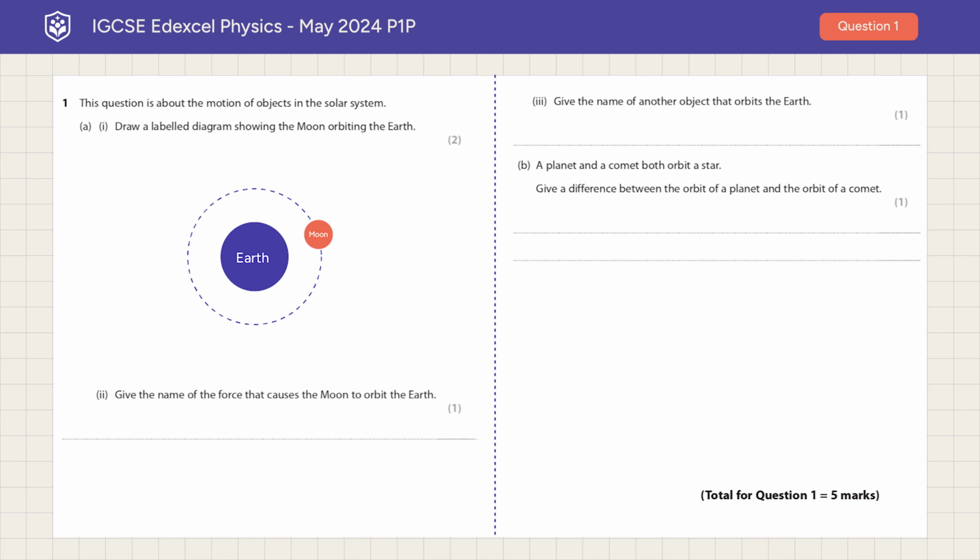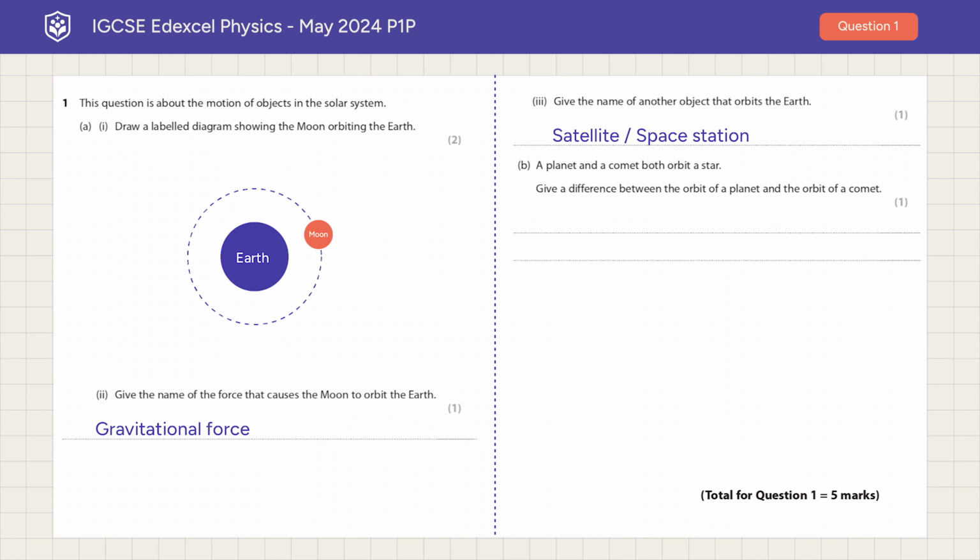Moving on to the next part, the question asks for the name of the force causing this orbit, and that's the gravitational force. Remember, this force from the Earth is what acts as the centripetal force on the moon. For the following question, if you need another object that orbits the Earth, you could say an artificial satellite.